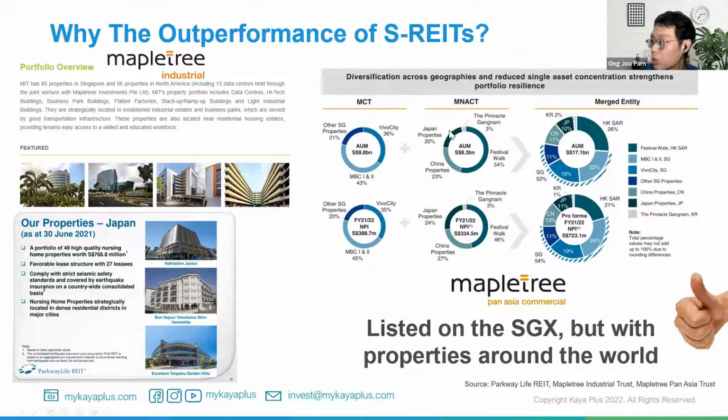And last but not least also is to actually invest into properties outside of not just Singapore, but also around the world. For example, you have properties in China, Korea, and also Japan from Mapletree Pan Asia Trust. So this is one of the stark differences if you compare a Singapore REIT that is outperforming compared to a Malaysia REIT, which is daring to go outside of their home country to invest and grow their portfolio.